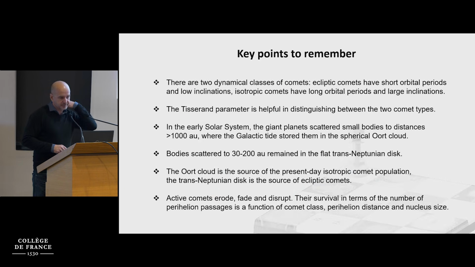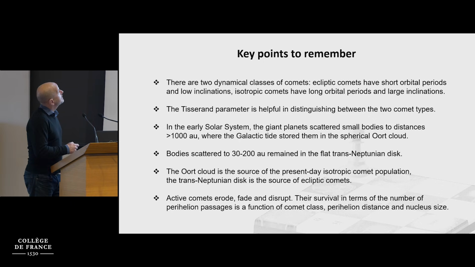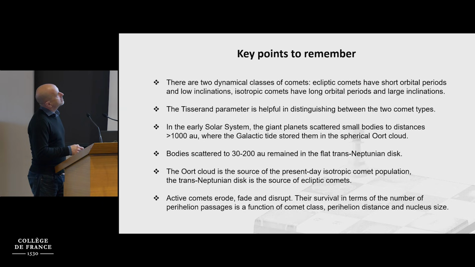So these are some of the key points to remember from this lecture. There are 2 dynamical classes of comets. Ecliptic comets have short orbital periods and low inclination. Isotropic comets have long orbital periods and large inclinations. And we use the Tisserand parameter to distinguish between these two comet types.